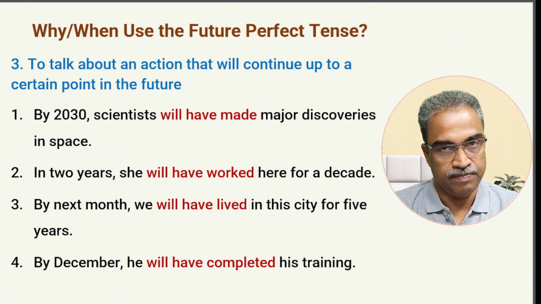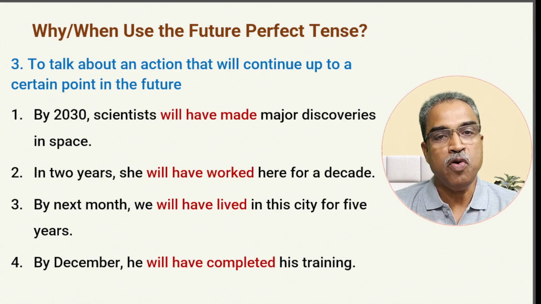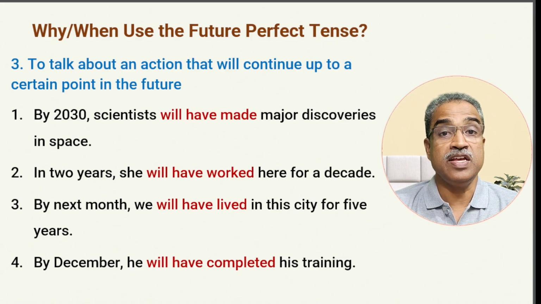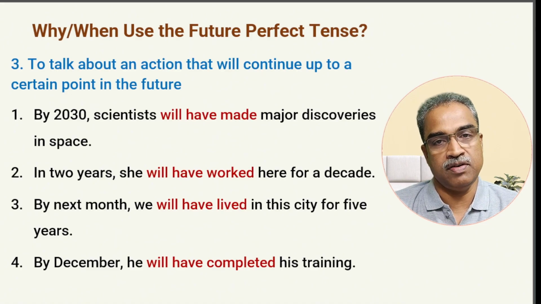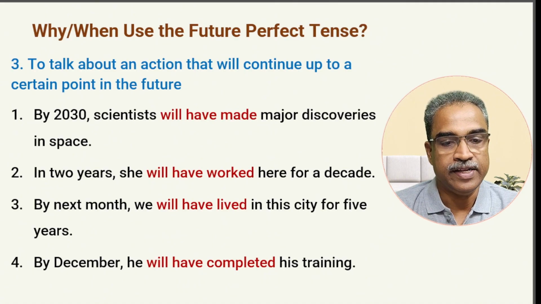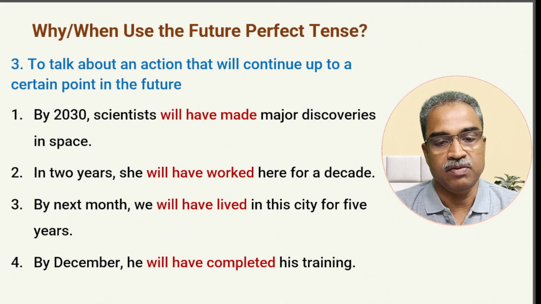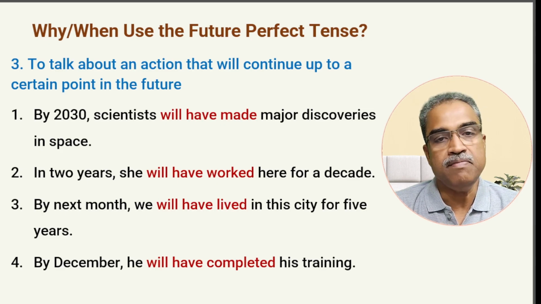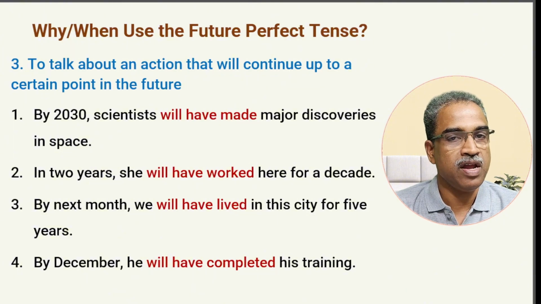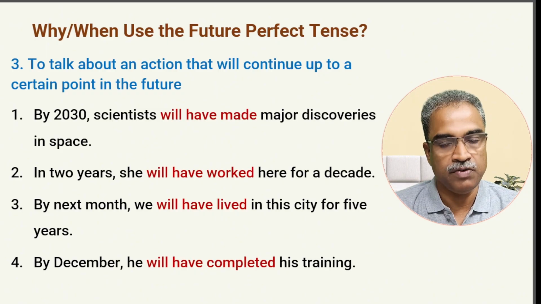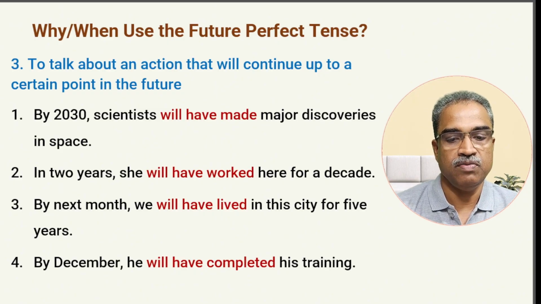We have been living here, but one more month for us to complete that 5-year mark. So by next month, we will have lived in the city. And the last one, by December, we will have completed his training. So it is not December yet, maybe November, October, September, whatever. By December, we will have completed his training.